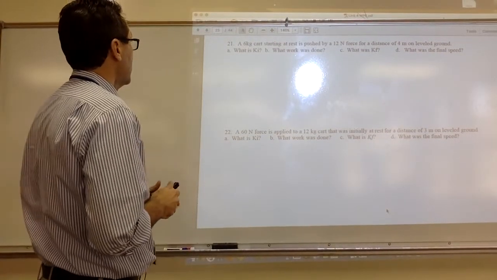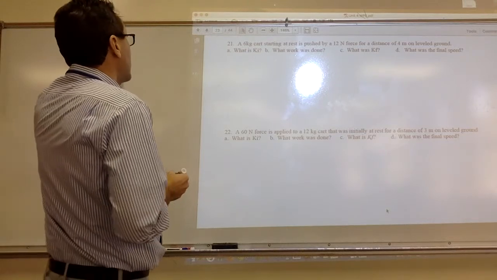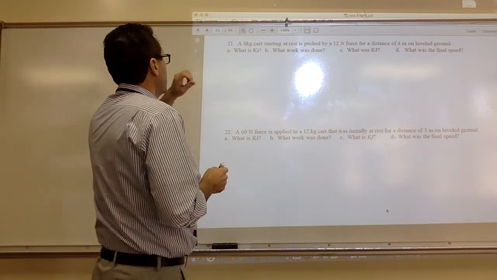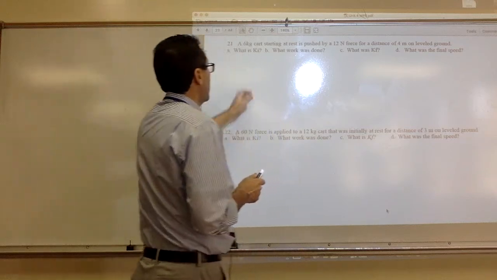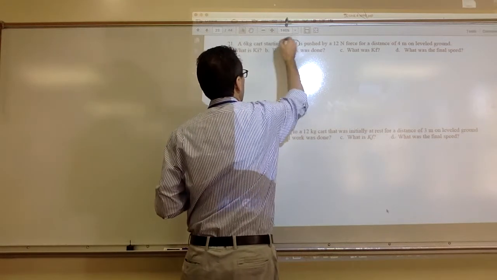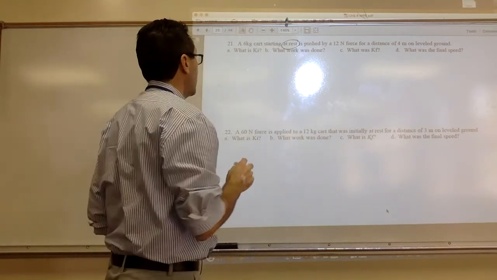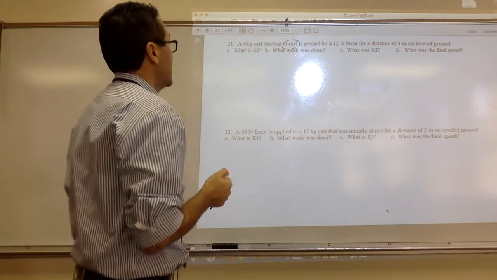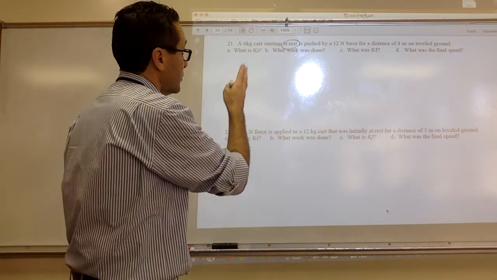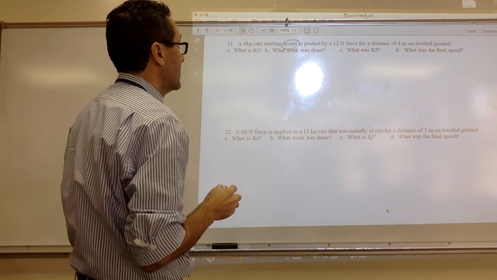I'm going to start this video with number 21 on page 23. It says a 6 kilogram cart starting from rest. So the initial velocity is 0, which means it has no kinetic energy when it first starts. It's pushed with a force of 12 newtons over a distance of 4 meters on level ground.